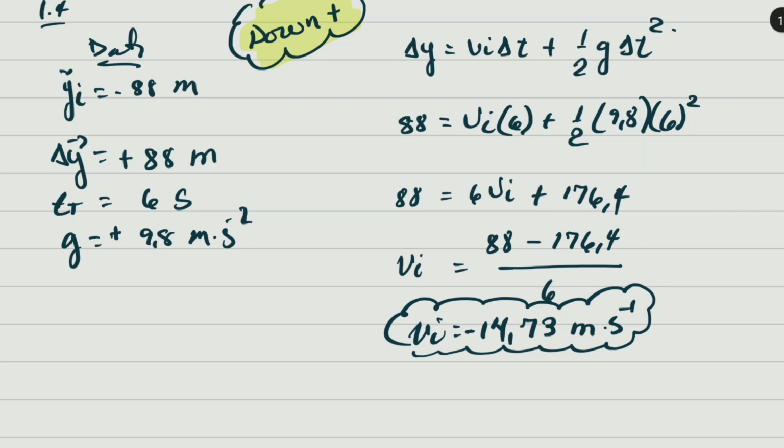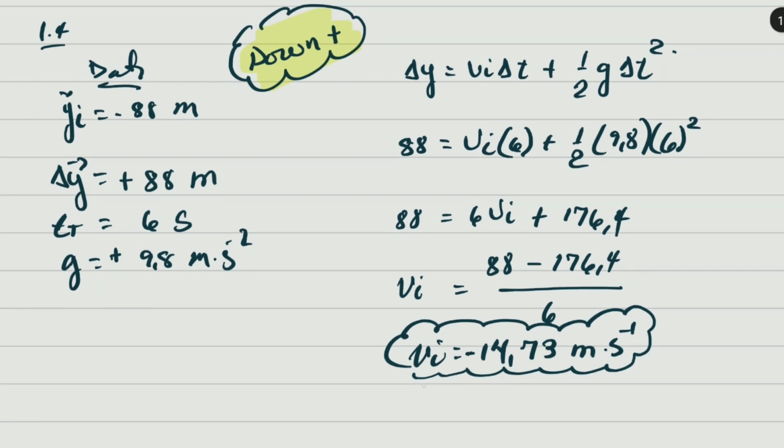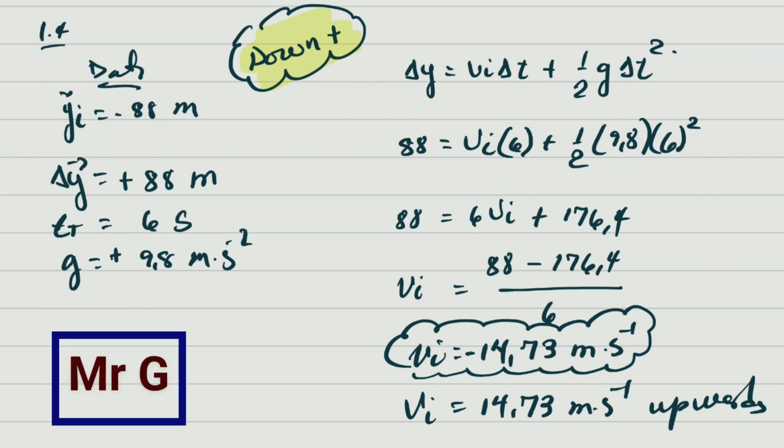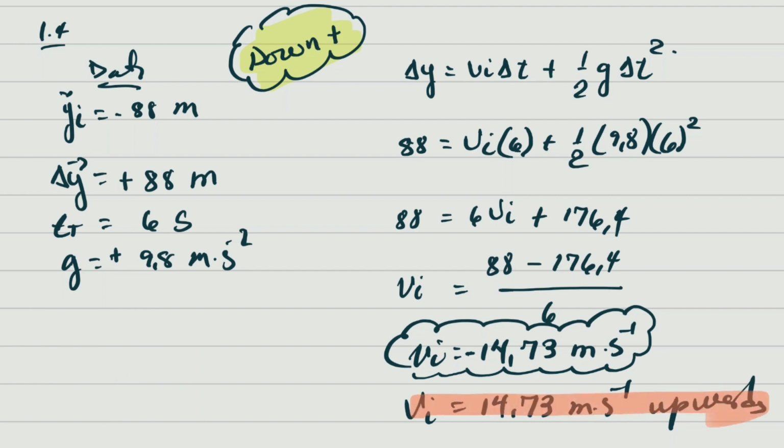Now, something important. The answer is negative. So what does it mean? That the initial velocity was equal to 14.73 meters per second, because we say down is positive and the answer is negative, so upward. So this is now the final answer for this first question. As I always say, you can redo the calculation, make sure I calculated correctly, but this question was quite easy. The only confusion is to understand the displacement and position.